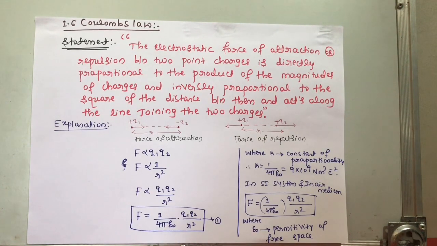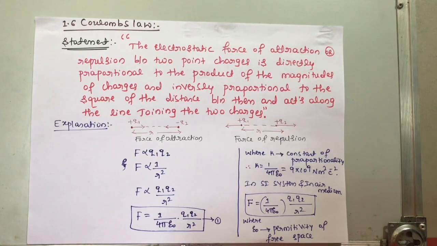In first PUC, you have studied the universal law of gravitation. In that law, for two masses, the force of attraction between the two bodies is directly proportional to the product of their masses and inversely proportional to the square of the distance between them. Already you have studied this in your first PUC. But in this class I am going to discuss Coulomb's law in electrostatics.